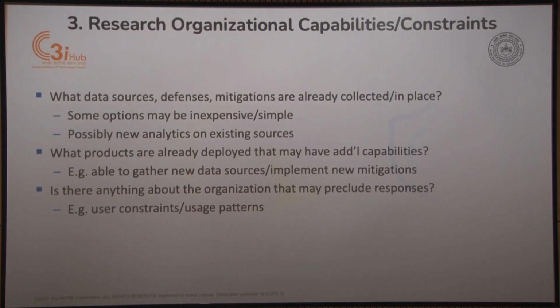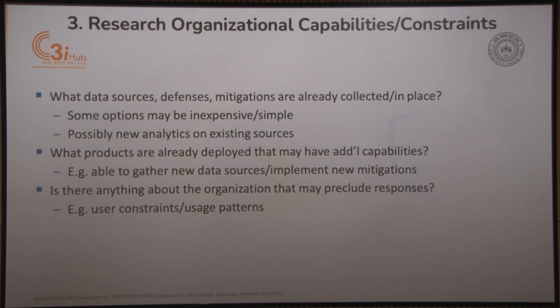Once we make a list of defensive options we can implement, now we have to look at the organizational capability and constraints. In this capability and constraint section, we have to look at what data sources we have and what defense mitigations we already have in place in our environment. Based on that we need to see what options we have, and how we can possibly build new analytics on the existing sources rather than implementing a new tool, or whether we can leverage the existing deployed tools and defenses placed in the victim organization. So, whether we can leverage that or not, we can understand after listing all these things.